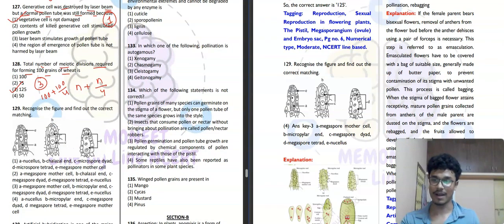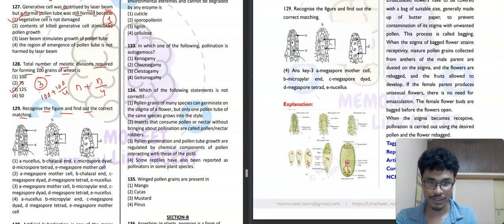It is also a diagram based question. So, recognize the figure and find out the correct matching. A, B, C, D we need to find out. So here, 129. If we try to solve this question, you can see that A is the megaspore mother cell. This one is A.